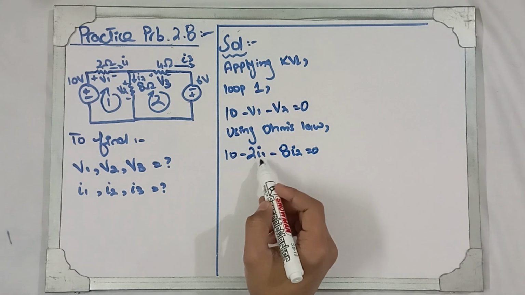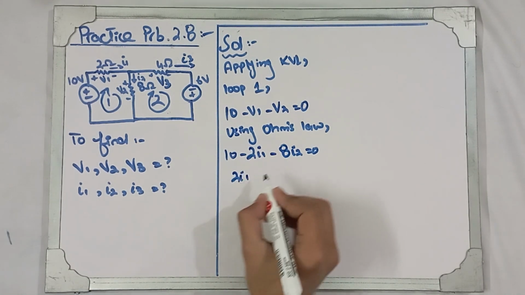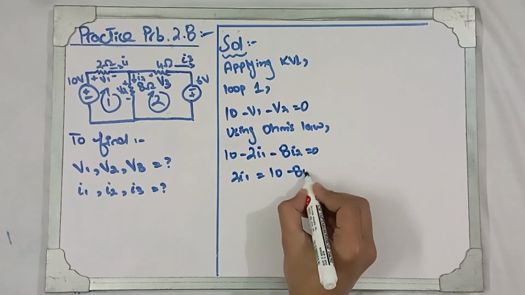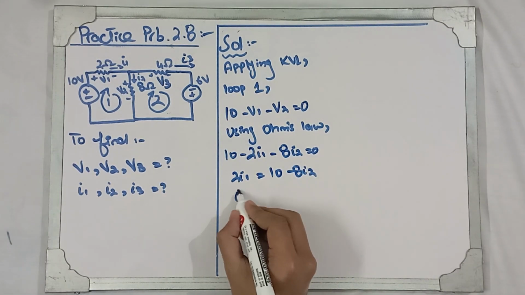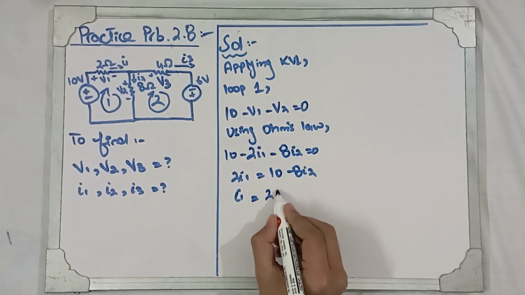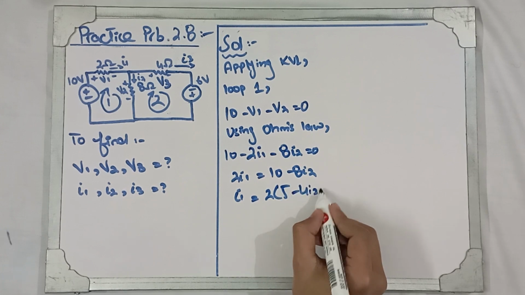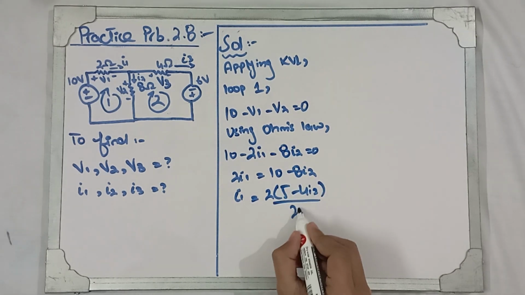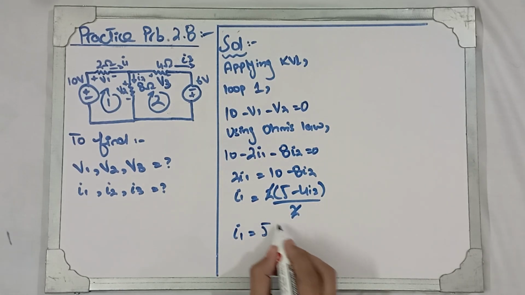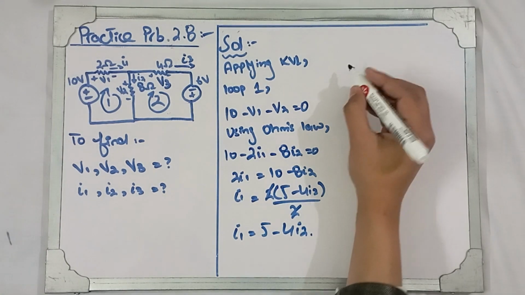Now simplifying this equation, because we have to isolate I1, so 2I1 equals 10 minus 8I2. Dividing by 2 on the other side of the equation, it will become I1 equal to, we will take 2 common from the numerator, so 2 into 5 minus 4I2 divided by 2, cancelling the 2's, 2 ones are 2, so I1 will be equal to 5 minus 4I2. So this is the equation for I1.